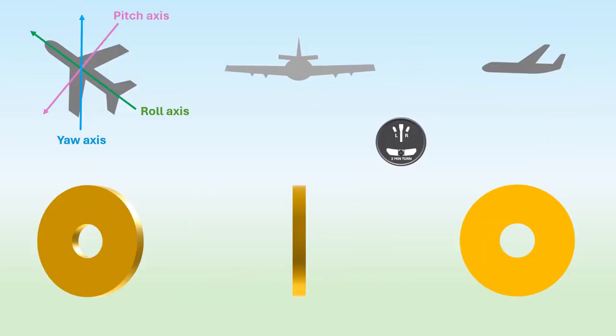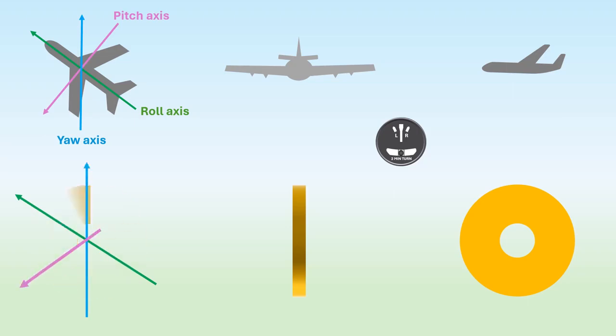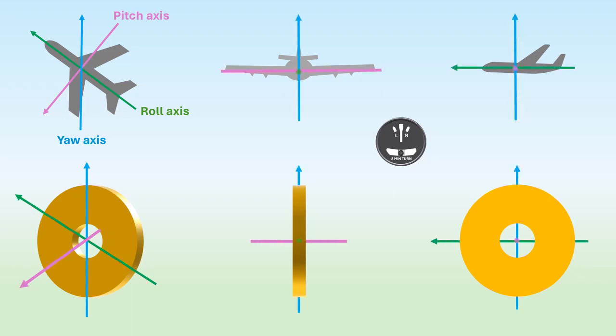Now, take a closer look at how the gyro is configured in the turn and slip indicator. The gyro is positioned along the aircraft's longitudinal axis and spins vertically around the lateral axis. Let's visualize the aircraft and gyro from different perspectives, using a dot to represent the rotating axis.